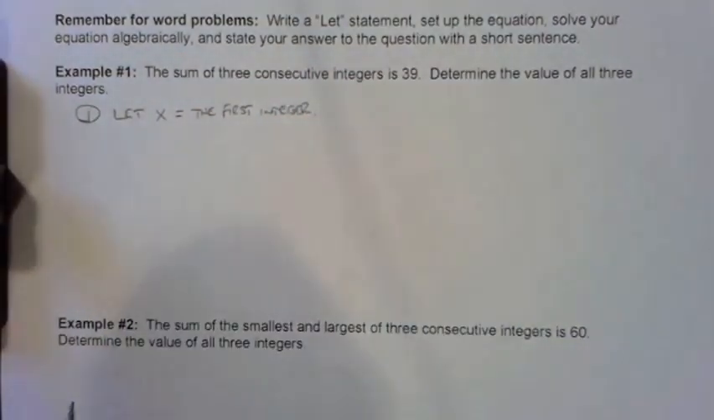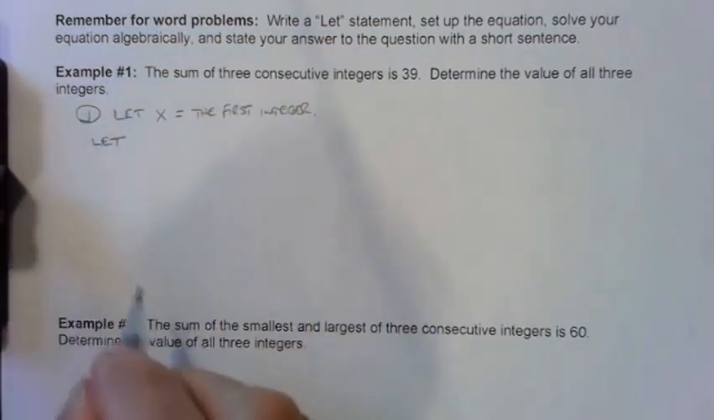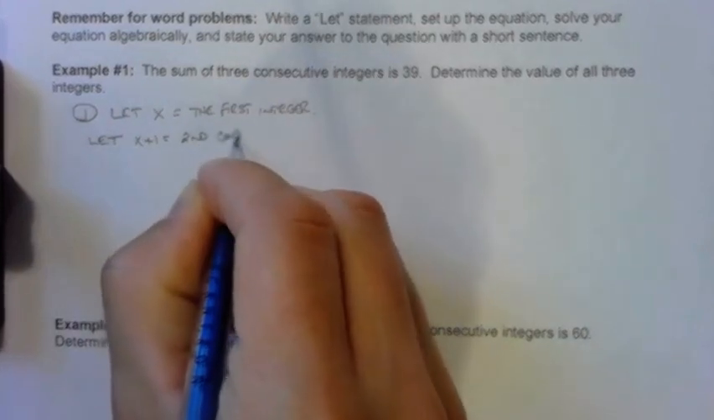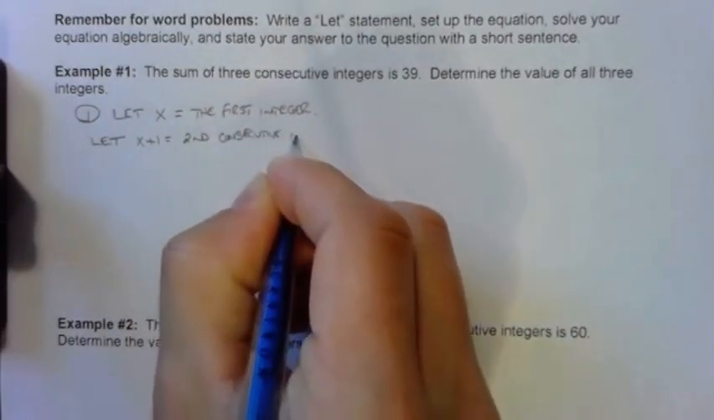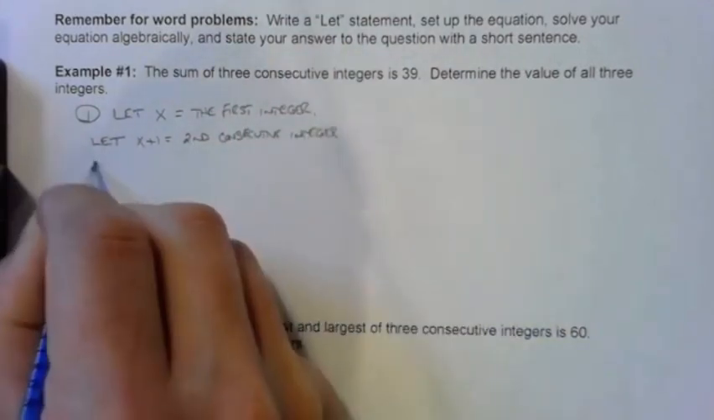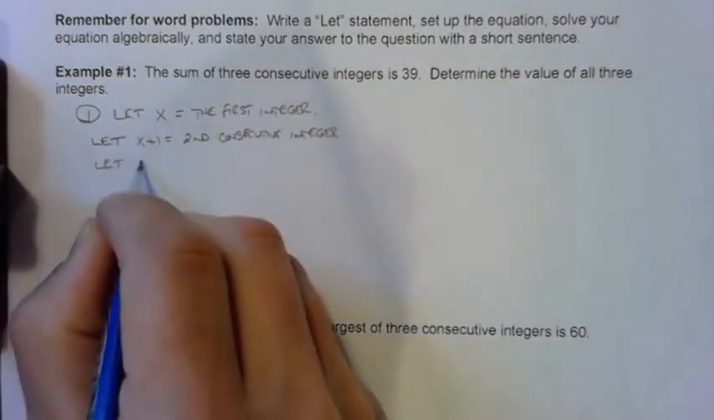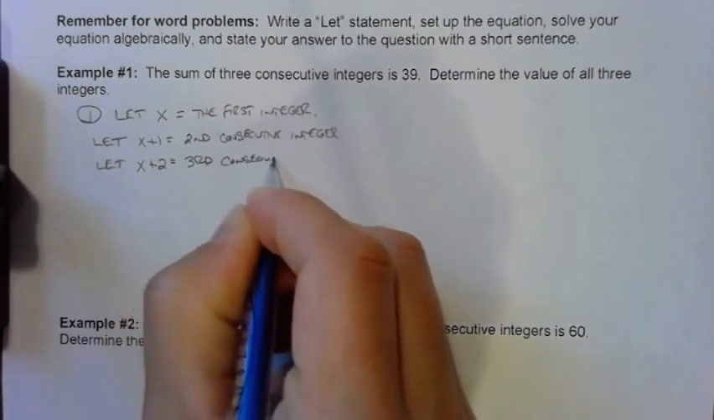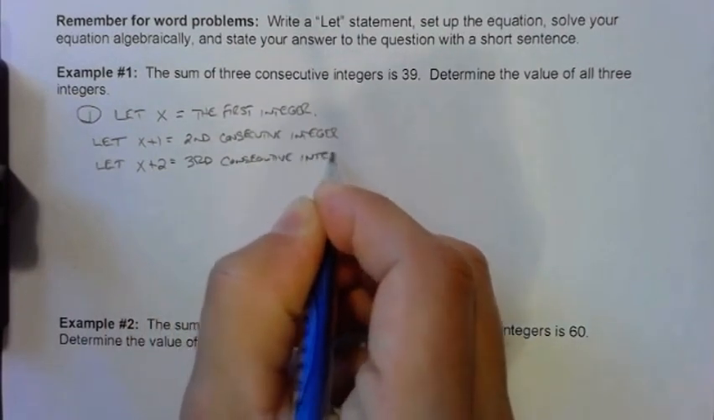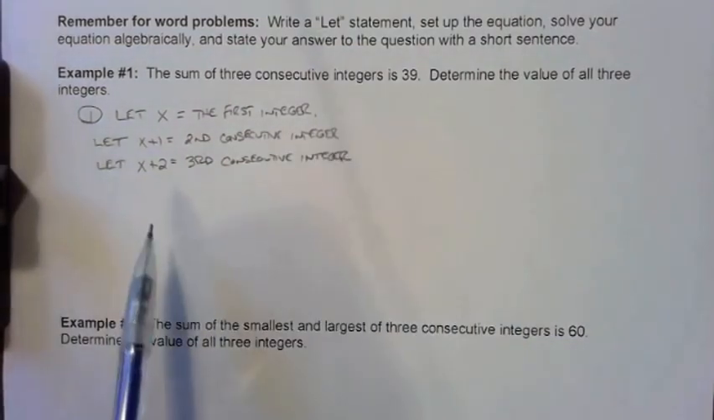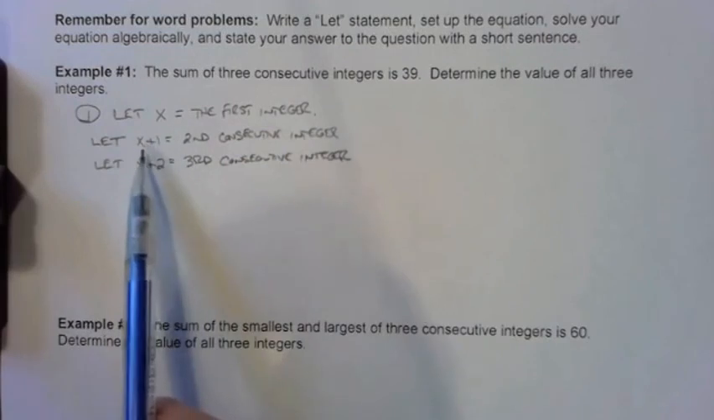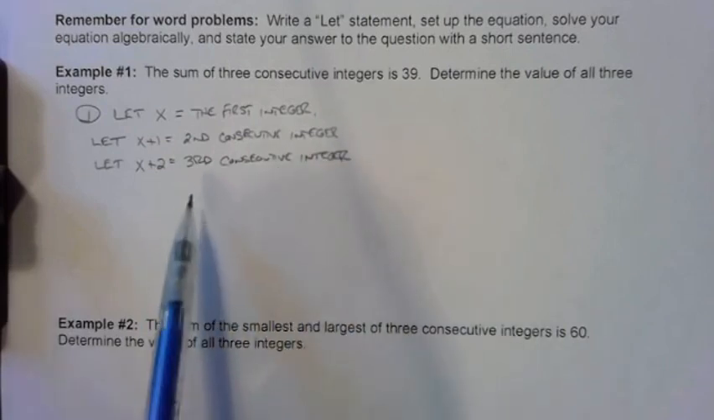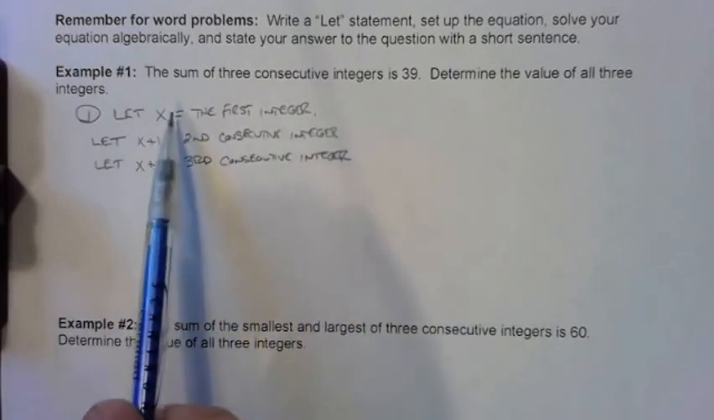If x is my first integer, then my second one has to be one more than that. So let x plus 1 equal the second consecutive integer. And I have three consecutive integers, so let x plus 2 equal the third consecutive integer. Since I'm working with three unknown numbers here, I'm going to write three let statements. x is my first integer. One more than that, x plus 1, is my second consecutive integer. And x plus 2 then is my third consecutive integer. So now that I've defined those, let's see if we can set this problem up.